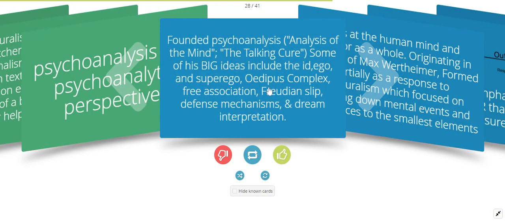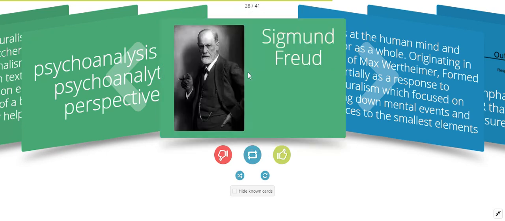One of Freud's big ideas, and it's mentioned here, the Oedipus complex, and we'll talk about this when we study his theory on development. The idea that young boys, aged 7 to 11, 12, develop sexual romantic feelings for their mother and see their fathers as competition. Other big ideas: the talking cure, free association, defense mechanisms, and dream interpretation. So there's Sigmund Freud.